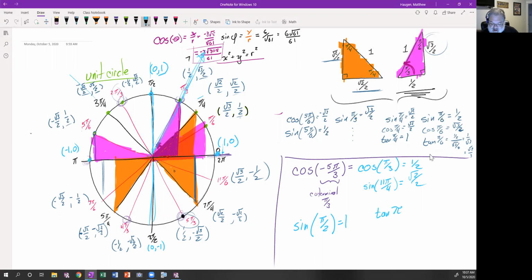Tangent of pi. Oh, I put the parentheses there. Tangent is supposed to be the y over the x. So 0 over -1, which is 0.